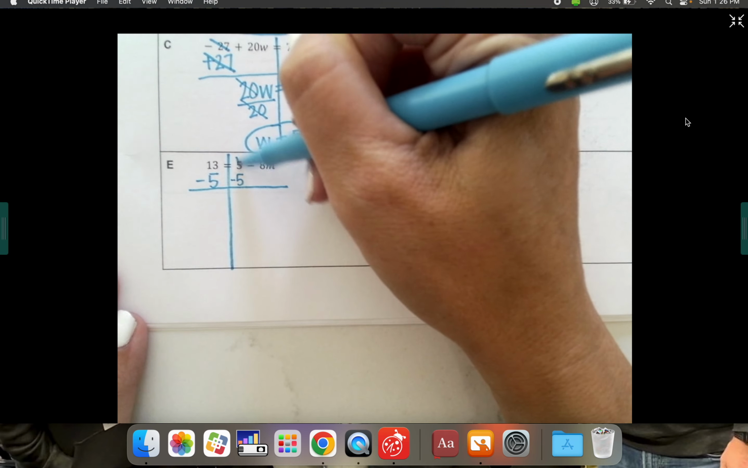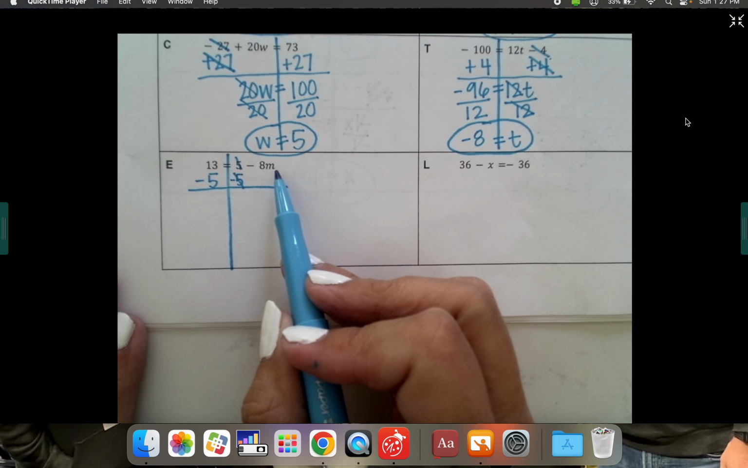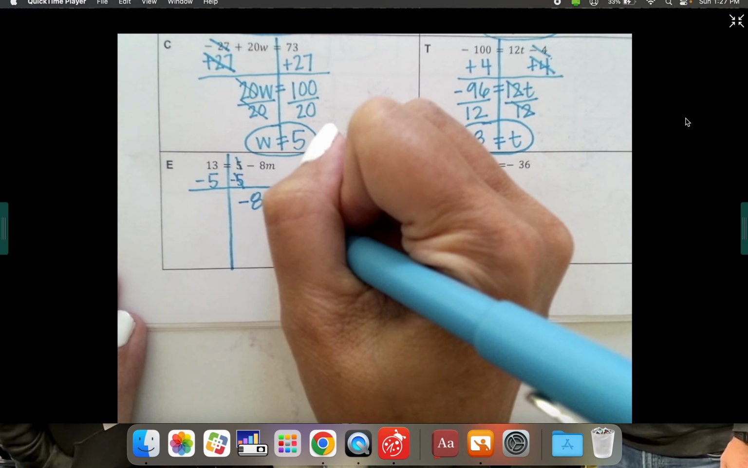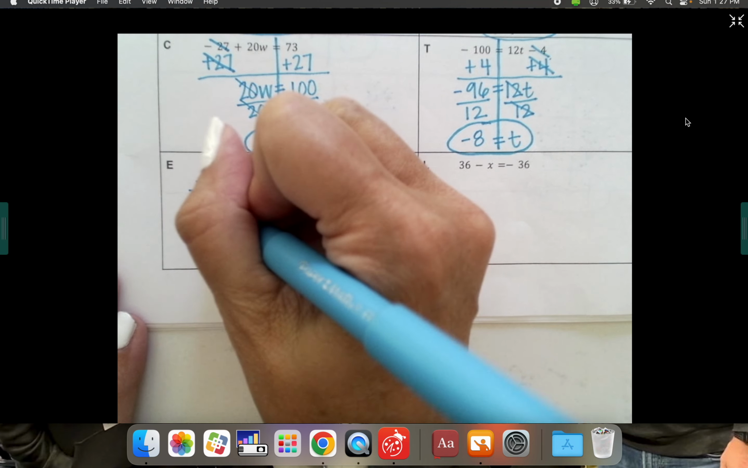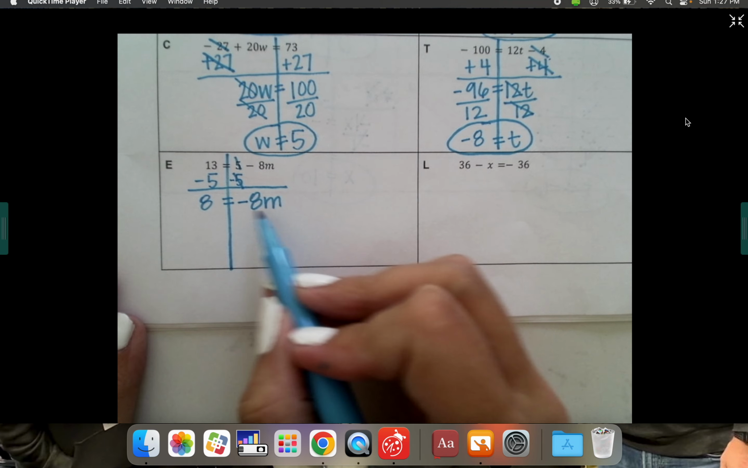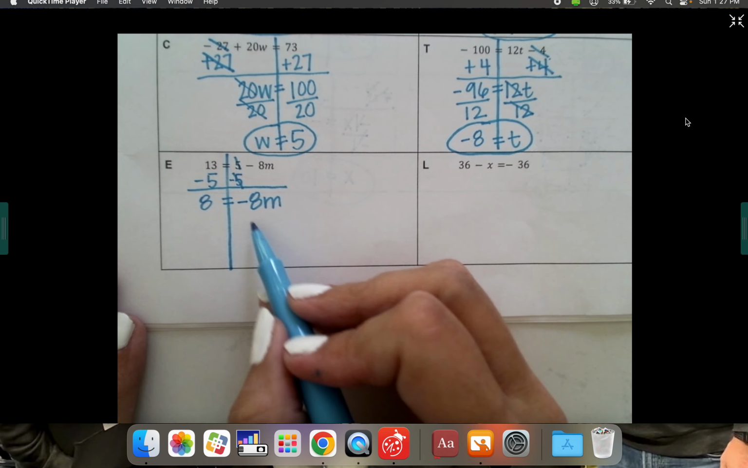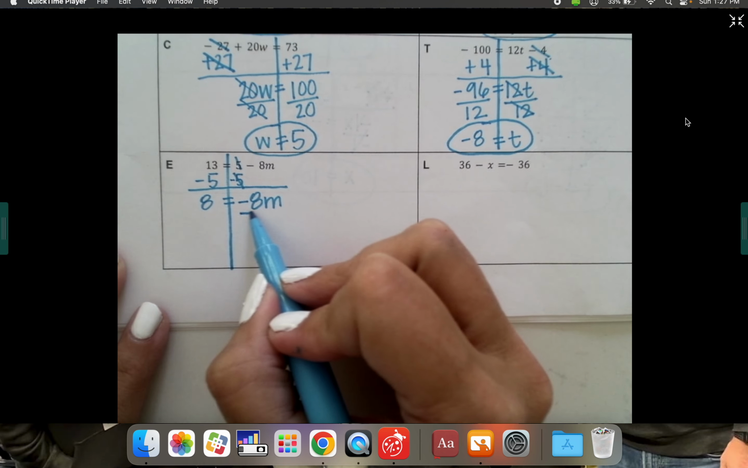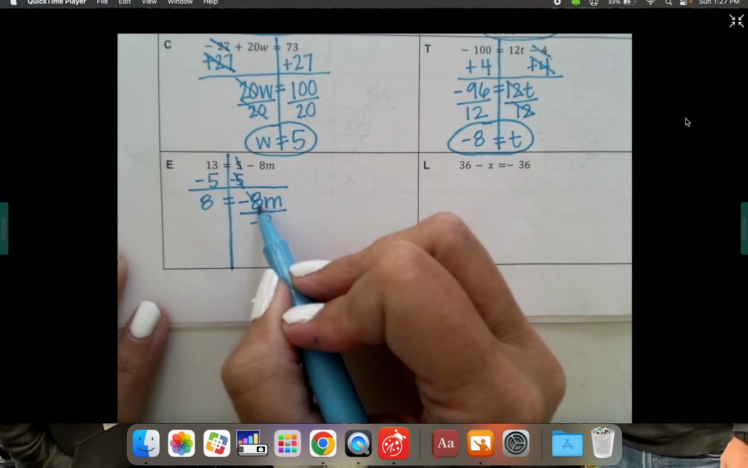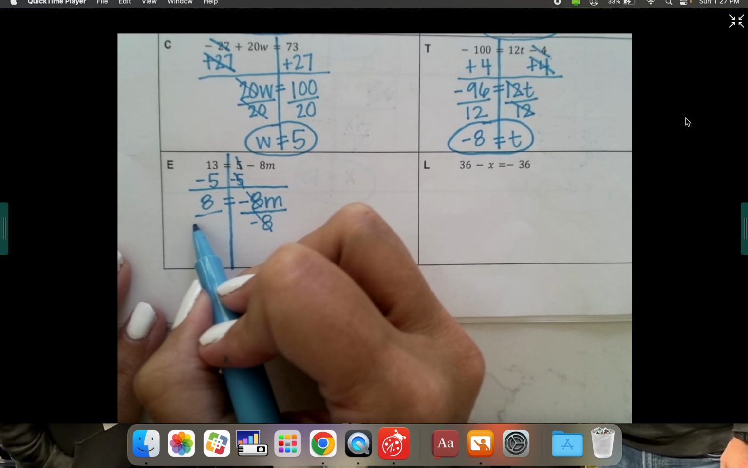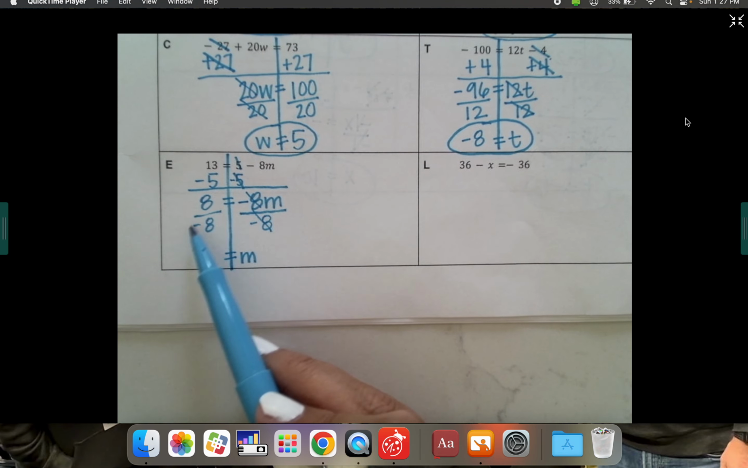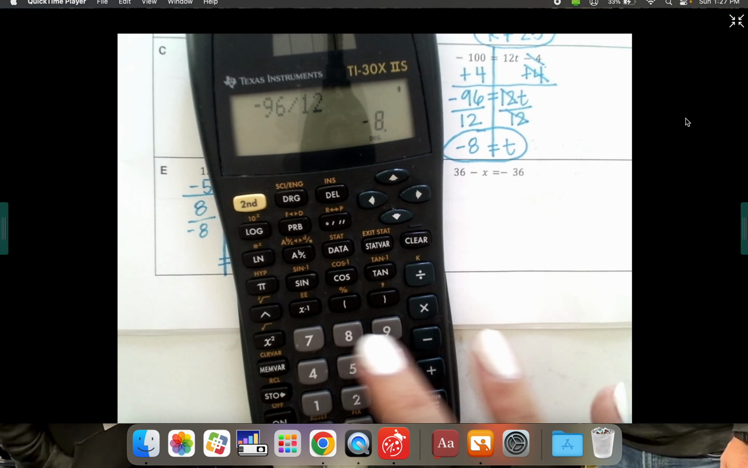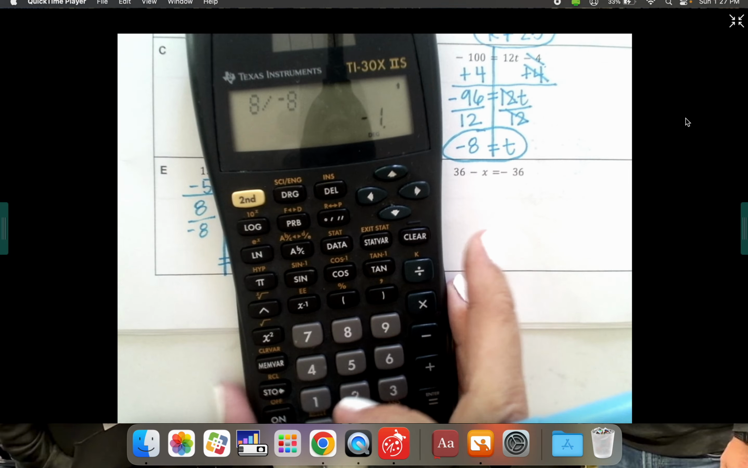Now 5 minus 5 is 0, and so those will cancel out. And you can see that the minus is actually a negative that goes with the 8m. So I'm going to bring down negative 8m, and I'm going to subtract 13 minus 5, which I think is 8. All right, last step, don't add 8. This is m being multiplied by negative 8. So I'm going to divide by negative 8 on both sides to cancel these out. That leaves m by itself. And 8 divided by negative 8 is negative 1.